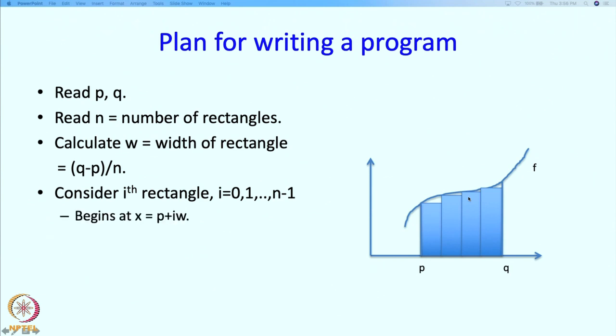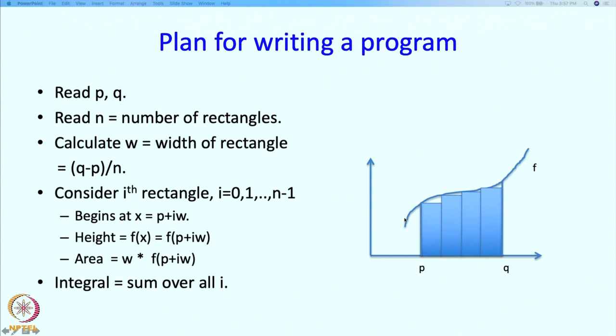In general, you can see that the ith rectangle is going to begin at p plus iw, and its height is going to be f of p plus iw. So this point is going to be p plus iw, and this height is going to be f of p plus iw. If f is the function that we want to integrate, we had better be able to calculate this. And of course, the area is what? The area is the width of each rectangle, which is w, which we calculated over here, times f of p plus iw, which is the height of that rectangle. So the integral is just the sum over all i.